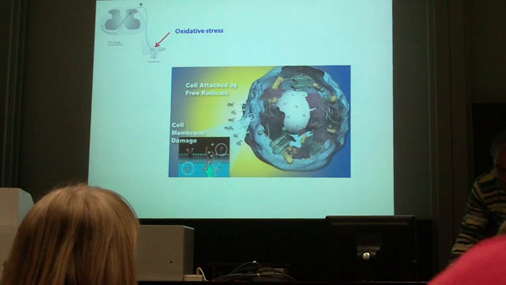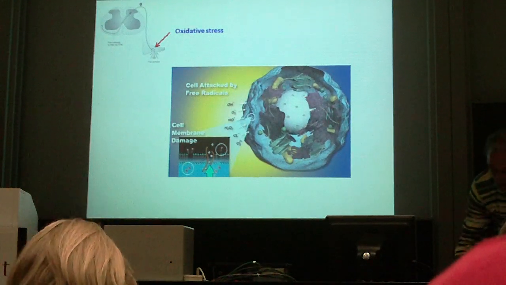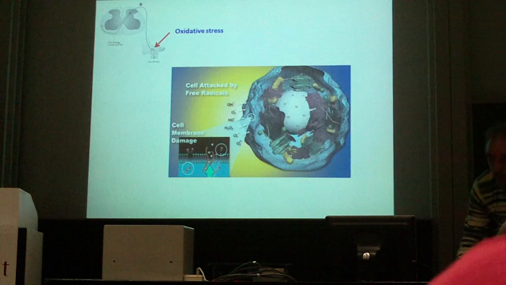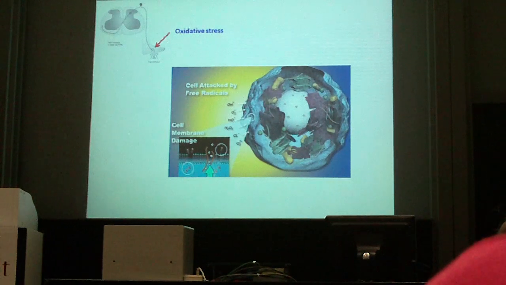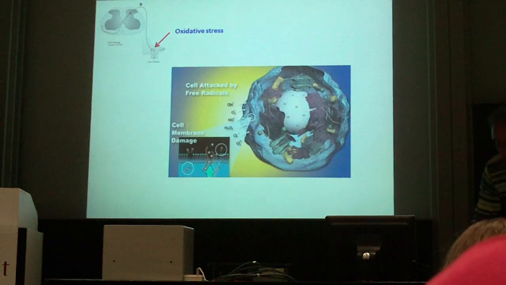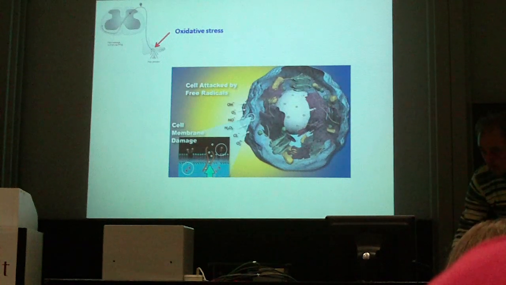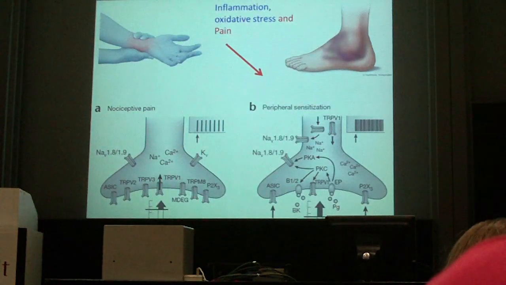These free radicals attack the membrane, and finally that results in death of the cell. And that in itself releases lots of inflammatory molecules. Now, inflammation and oxidative stress and pain. Now we go to pain.